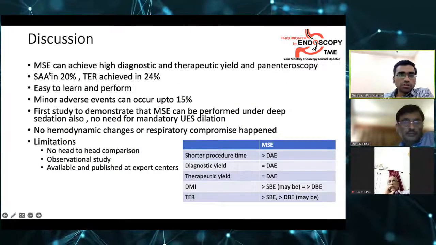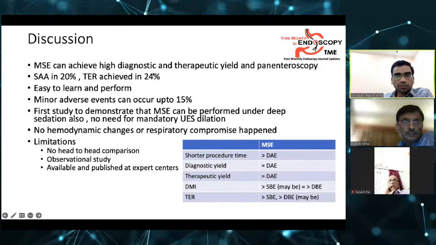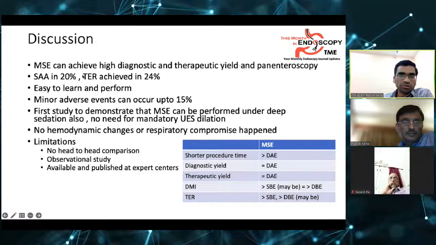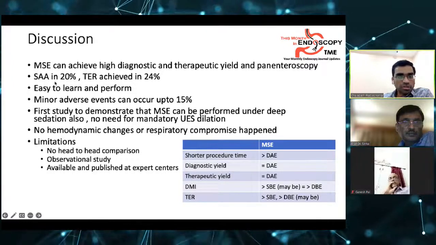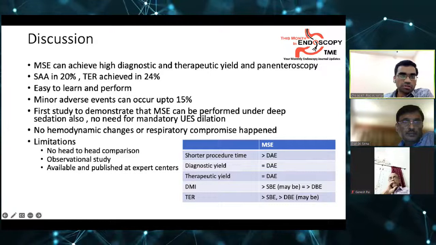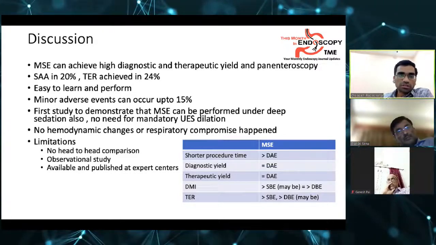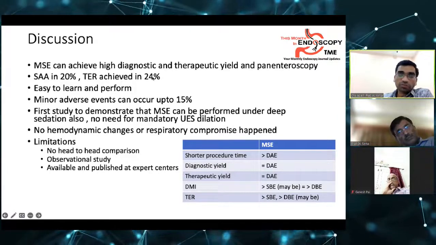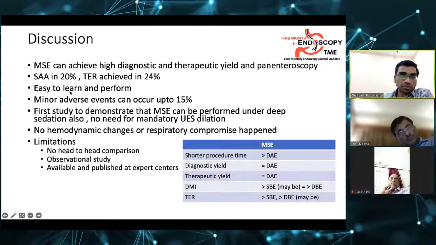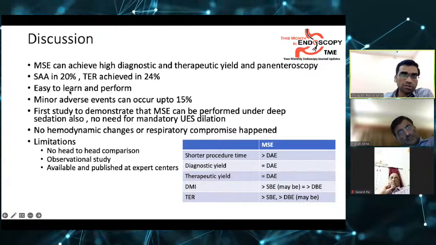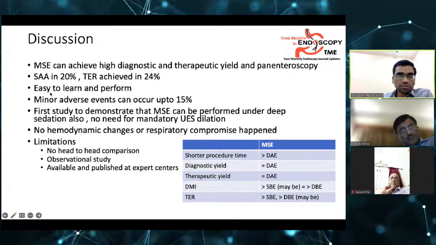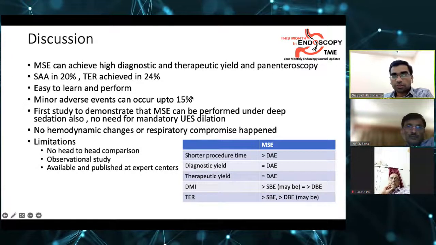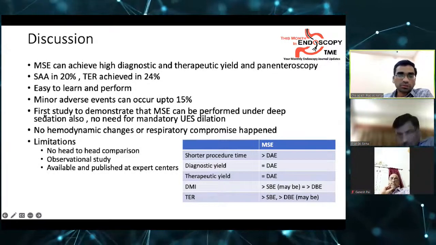So coming to the discussion, motorized spiral enteroscopy can achieve a high diagnostic and therapeutic yield, and more importantly, pan-enteroscopy in up to 70% of patients. Surgically altered anatomy, 20% of patients are included in this study. That carries significance to this paper. And total enteroscopy rates are achieved in 24% of these surgically altered anatomy patients. Though I did not discuss it in the result section, this appears to be easy to learn and perform. And minor adverse events occur in up to 15%, especially abrasions and tears of the mucosa.